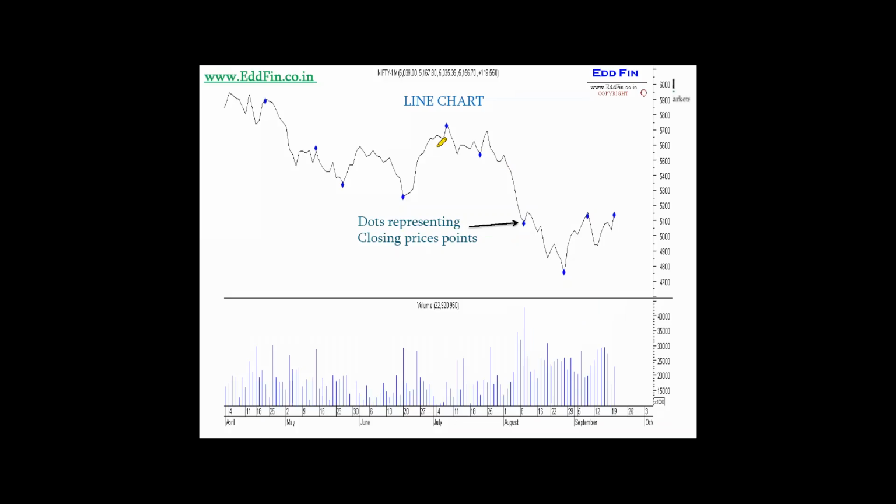These points indicate the closing price of that particular stock on that particular day, and a line chart is formed by joining the closing prices for each day. This is how a line chart is formed. This is a very simple form of chart formation, which is known as a line chart.